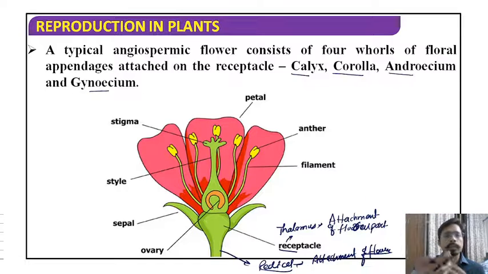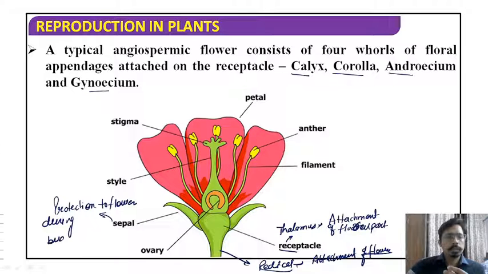Now we have this diagram again. In this diagram, the sepal is a greenish structure that provides protection to the immature flower during its bud condition.